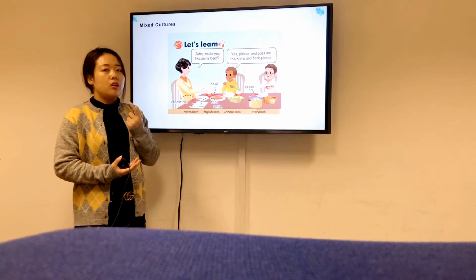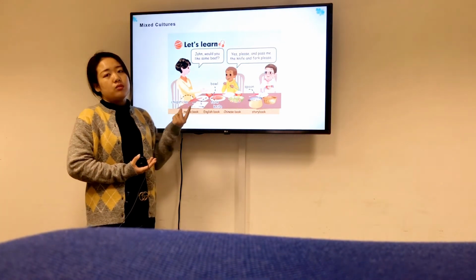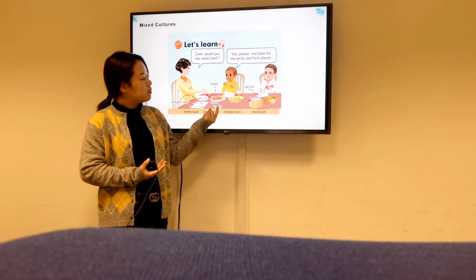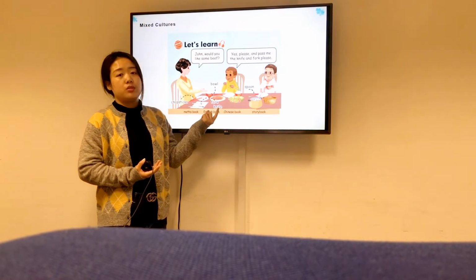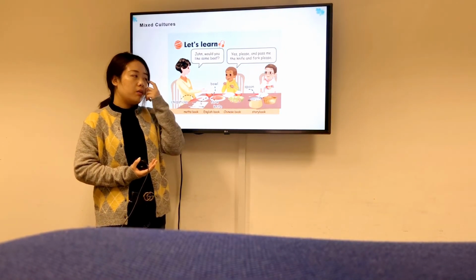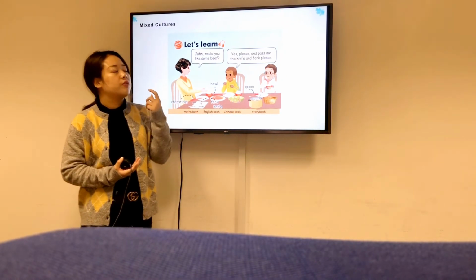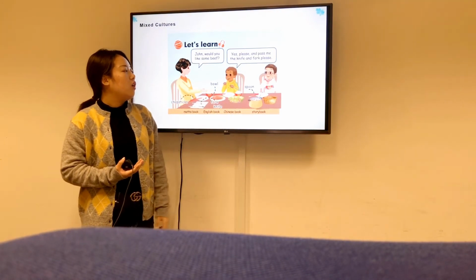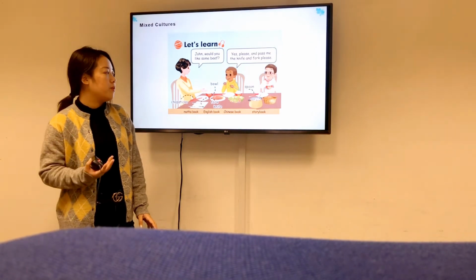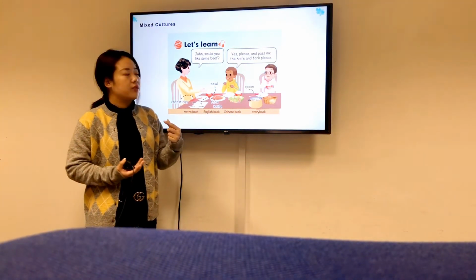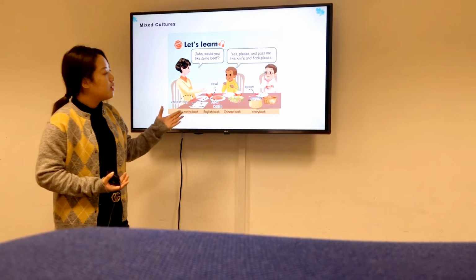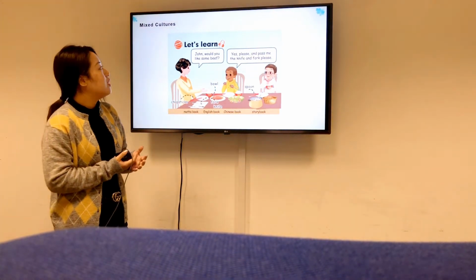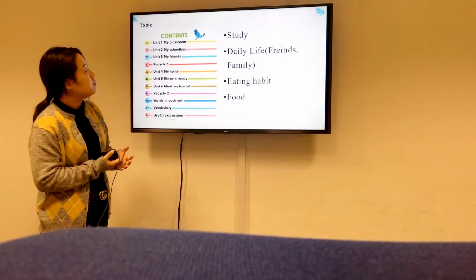So we know chopsticks are used in China, but people from China won't use a fork, because for the food in China, chopsticks, bowl, and spoon are enough. But the fork and knife are for Western cultures. So in this little conversation, in the picture, we can see mixed cultures in this unit.